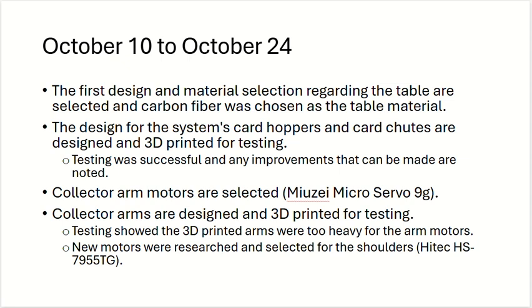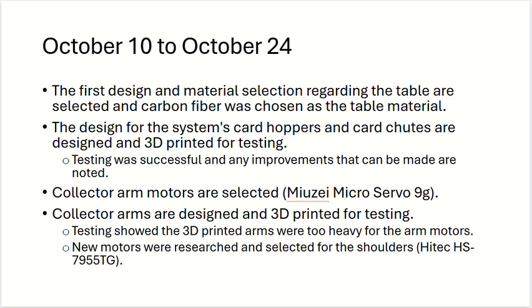Our next time period, in which we completed research, was between October 10th and October 24th. The first design and material selection regarding the table were made, and carbon fiber was initially chosen as our material for the table. The system's card hoppers and card chutes were designed and 3D printed for testing. Testing for these was successful, and any improvements that could be made were noted.